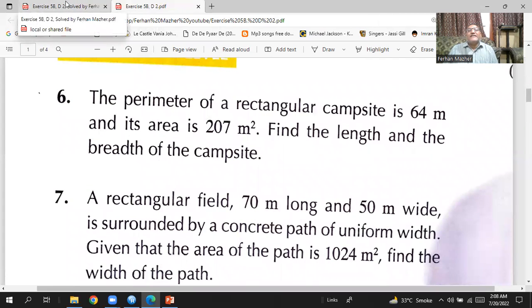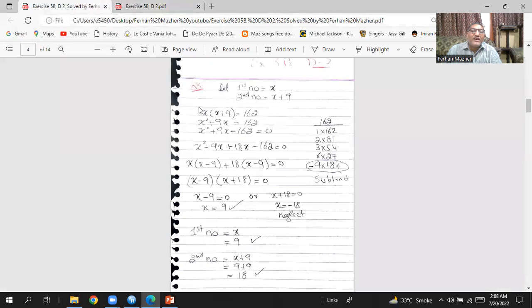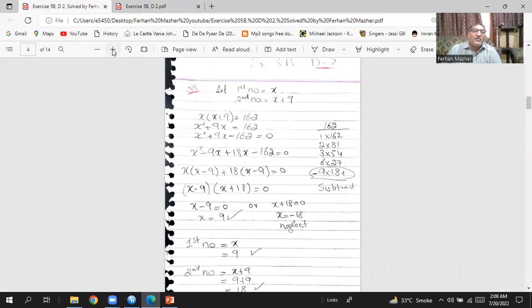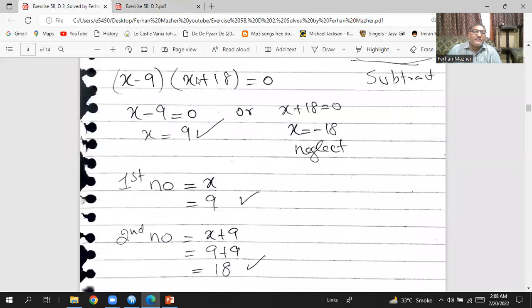Question number 6: the perimeter of a rectangular campsite is 64 meters and its area is 207 meters square. Find the length and the breadth of the campsite. So it's a rectangular shape, a rectangle, and its perimeter is 64 and its area is 207. So we have to find this.